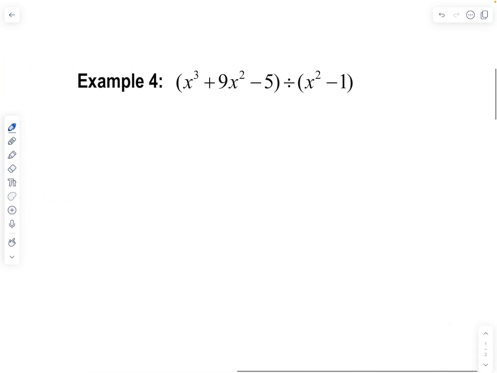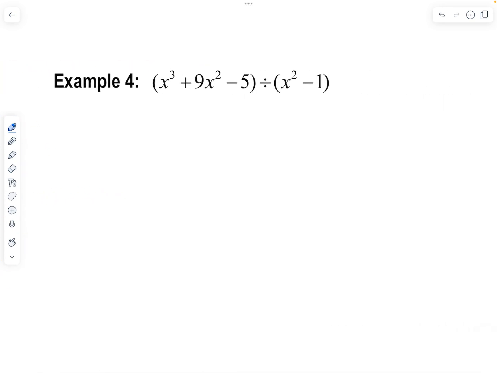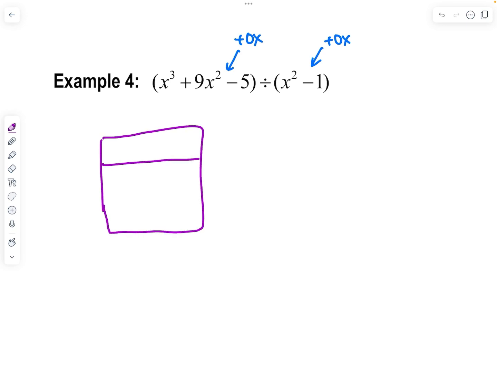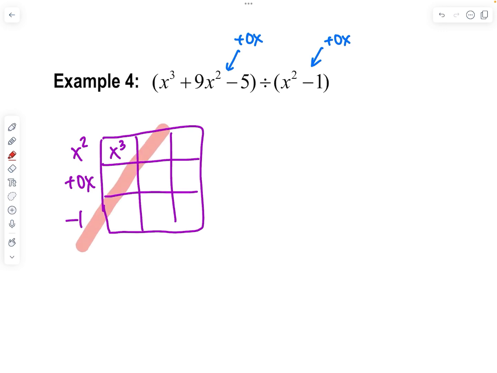Okay, moving on, example number 4. What you'll notice here is there's 0 x's there, and there's also 0 x's there. So I'm going to set this up, and this one's a little trickier. I'm going to make 3 rows, and the reason why is because there's 0 x's and then there's a -1. So I'm going to start with the x cubed here. What I need to point out is that I have my 9x squared.